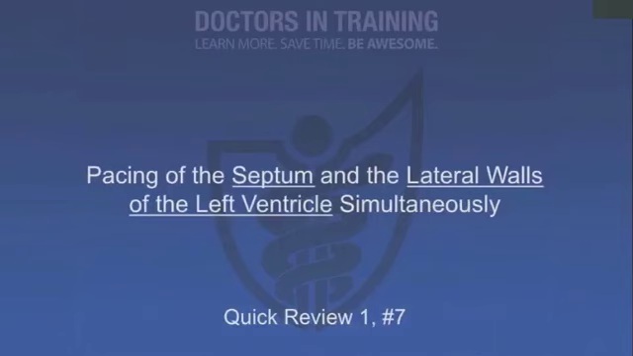Next question. What is cardiac resynchronization therapy? So this is not necessarily a last-ditch effort, but it's not used as first line, obviously. It's a pacing of the septum and the lateral walls of the left ventricle simultaneously. So you can get a dyssynchronous pulse or a contraction when you have bad CHF.